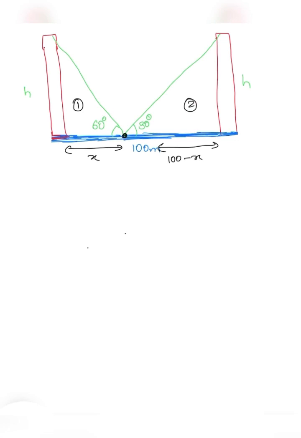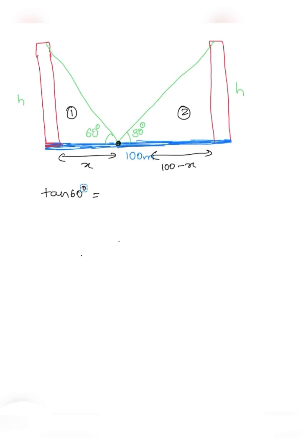So if we look at triangle 1 especially, tan 60 degrees will become h by x, that is perpendicular by base. h is the perpendicular and x is the base, so tan 60 degrees will become h by x. And since we already know the value of tan 60 degrees, which is root 3, h by x will become equal to root 3. So solving this further, we can say h is equal to x into root 3, since we are going to multiply x with root 3. So this will become your equation 1.